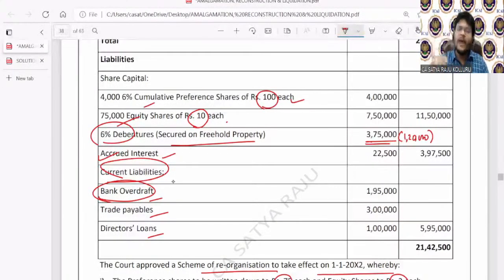So if we still have a negative balance, I will write bank overdraft at a later point of time. Otherwise, if I have the positive cash balance after making the payment to the bank overdraft, I will put the amount under cash and cash equivalents. That's why for the time being, you can ignore the bank overdraft. I will check this point at the time of filling in the cash and cash equivalents.